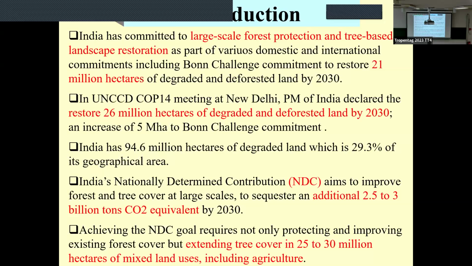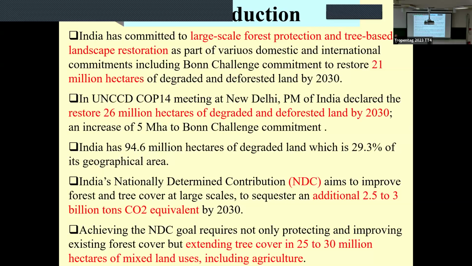India has various commitments, and it is really committed to large-scale forest production and tree-based landscape restoration. In a bold commitment, India committed to restore about 21 million hectares of degraded and deforested land by 2030. And then we increased this target when there was the COP14 meeting in New Delhi. Then this target was increased to 26 million hectares of degraded and deforested land.